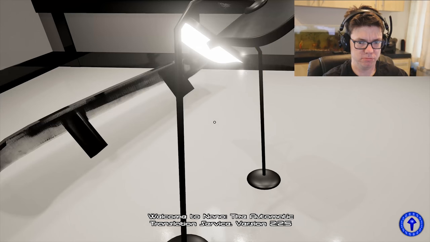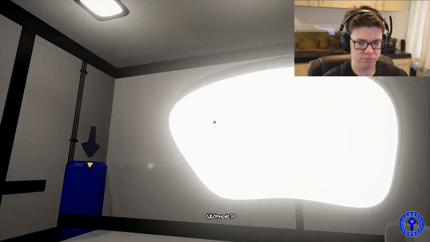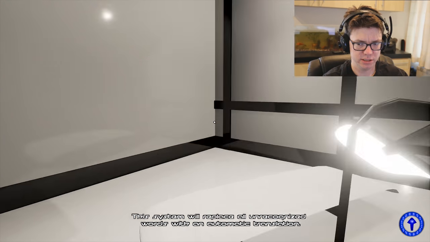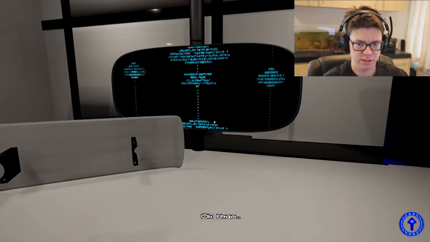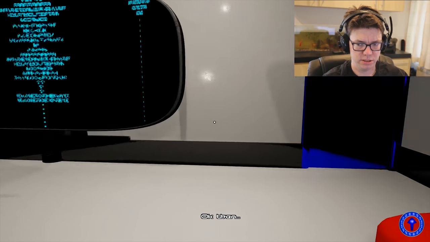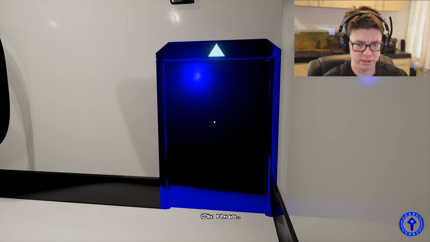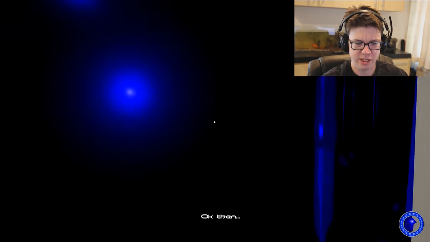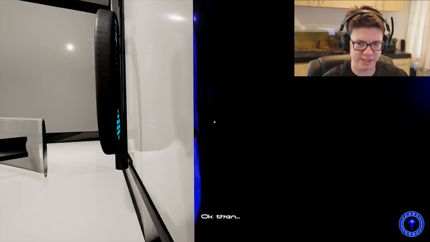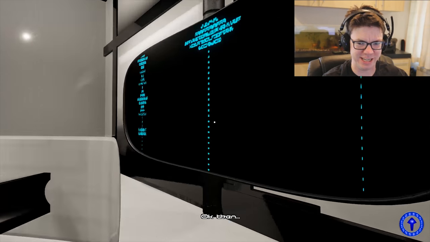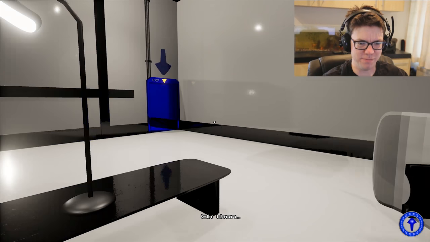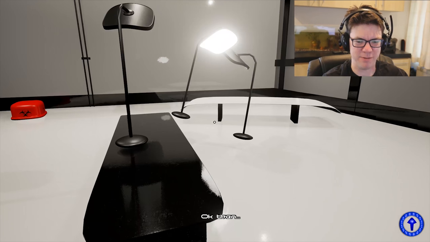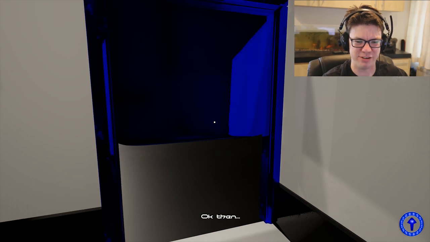Version 2.2.5. What? Yeah. The system will replace all unrecognized words with an automatic translation. Okay, then. Man, I get the impulse to put okay then in a thing, but it almost always comes off as just cheesy in games. You know, it is the sort of thing that you would say in real life, but in a game, it always just comes off a little bit cringy.